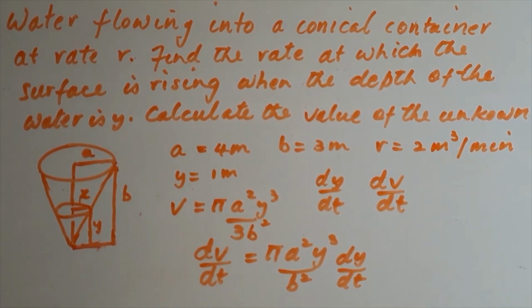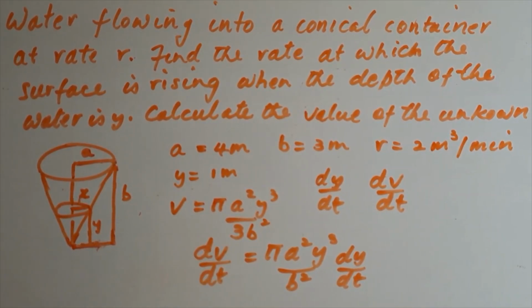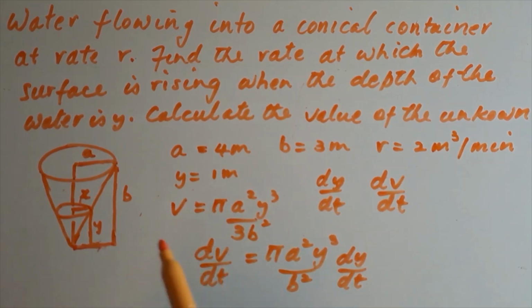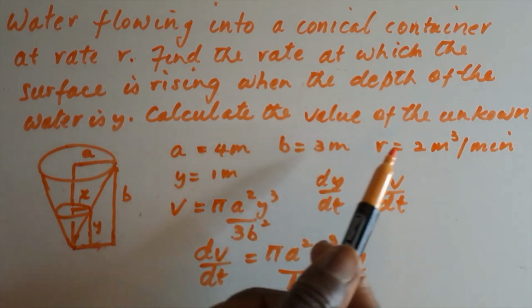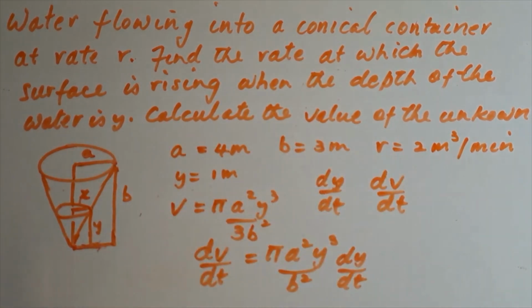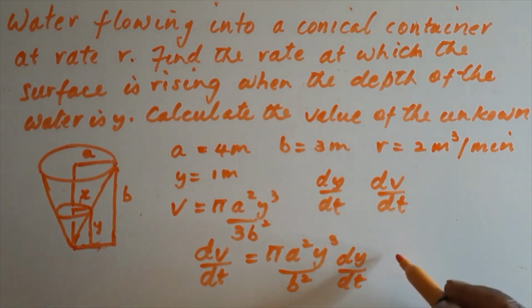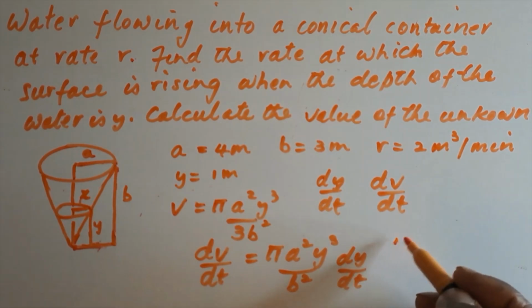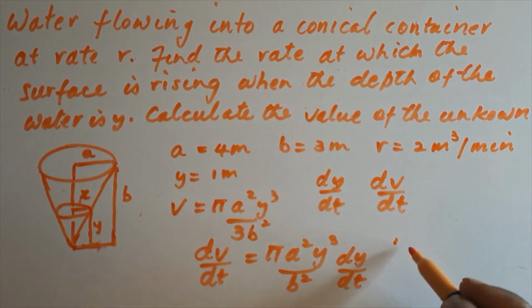So now we've expressed the relationship between the rate of change of volume of water in this container with respect to all the other variables, A, B, Y, and we're multiplying here by the rate of change of Y with respect to T. And lastly, we need to calculate the value of the unknown, which is the depth of water, y.